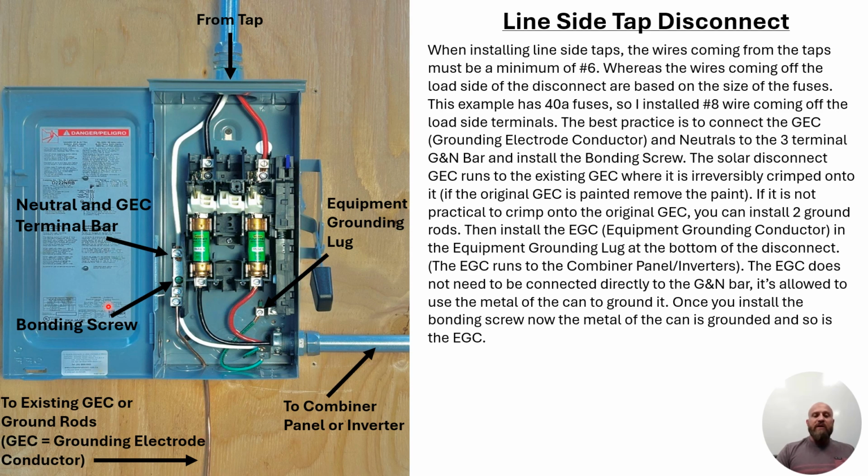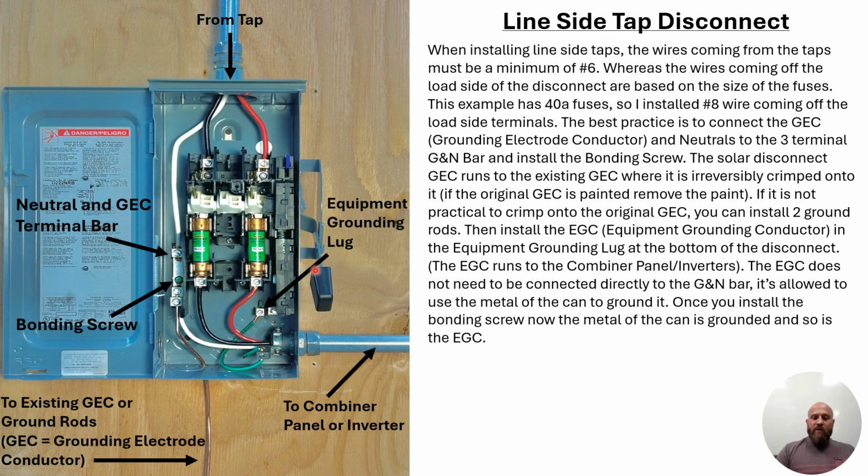Next, we have the bonding screw. The green bonding screw is there to connect the ground and neutral bar to the metal of the can. Then we have the equipment grounding conductor. The equipment grounding conductor is the ground that feeds the equipment, just like it sounds.